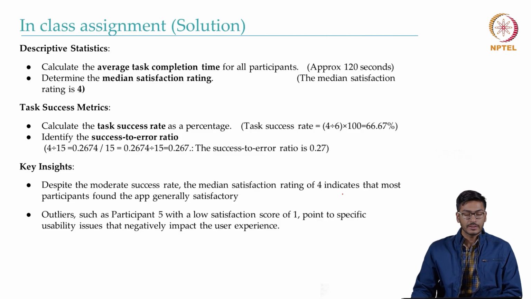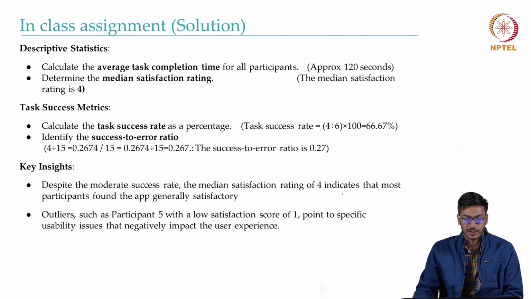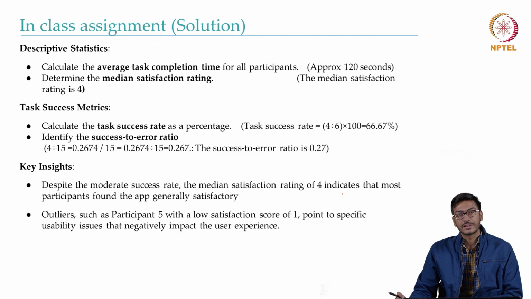First, we calculate the average task completion time, which comes out to be approximately 120 seconds. We just sum all the task completion times and divide it by 6, which is the number of observations here. Next, we determine the median satisfaction rating, which is 4. If we organize the data in a series, the median will be 4, that is the middle observation.